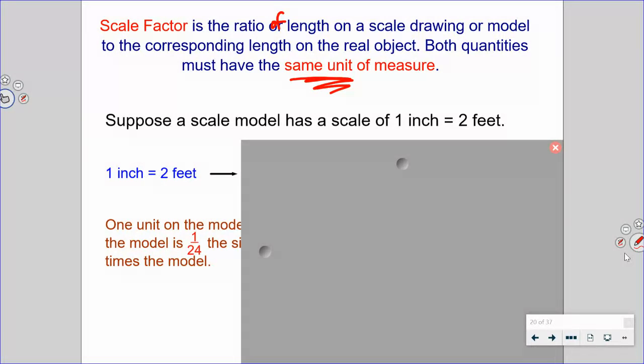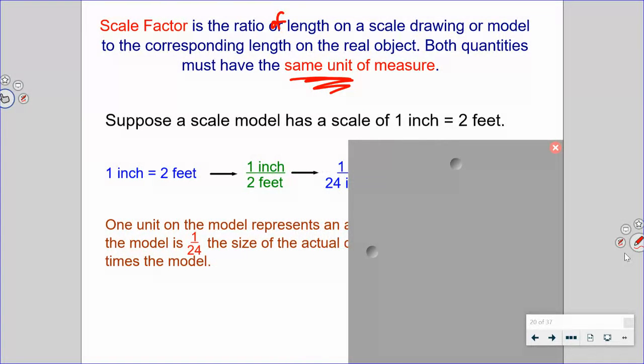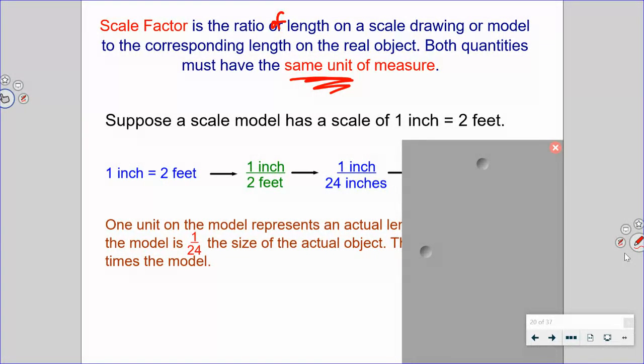That is crucial. So let's say you have 1 inch is 2 feet. 1 inch on the model is going to be 2 feet in real life. How do we change that? Well, think about writing that as a ratio and then changing it to both feet or both inches. In this case, I'm going to choose to change it to inches. 2 feet is the same as 24 inches. I'm not changing the relationship. I'm just rewriting it, representing it in a different way.